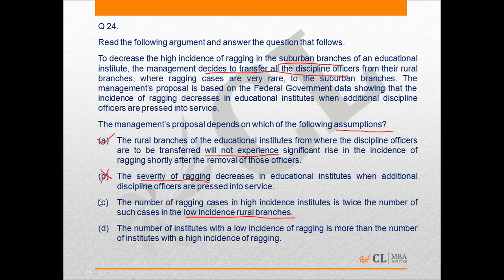Because as per the rule of syllogism, we can't go from a specific situation to a universal conclusion. That's the reason why we can eliminate options C and D, because they are talking about all the institutes. This paragraph is concerned with only one institute. Hence A is the answer to question number 24.